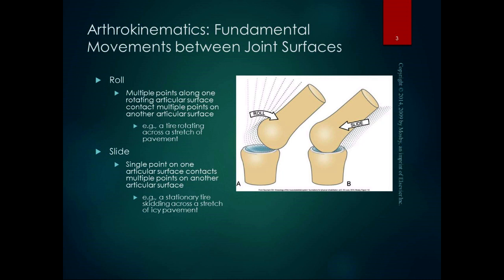Slide, on the other hand, is where a single point on one articular surface contacts multiple points on another articular surface. And back to our tire analogy, it's where you've locked up the brakes and now your stationary tire is skidding across a stretch of icy pavement. So one point on the tire is going across multiple points on the pavement. Okay? So roll is multiple points to multiple points. Slide is one point to multiple points.